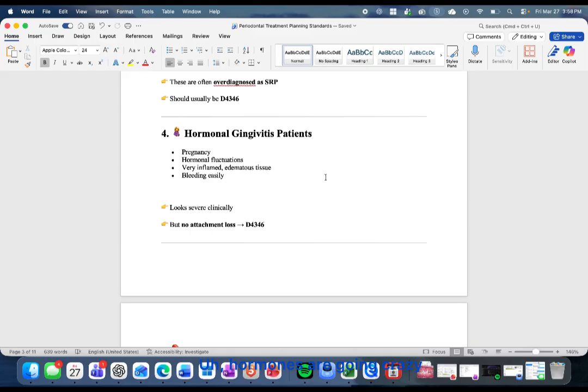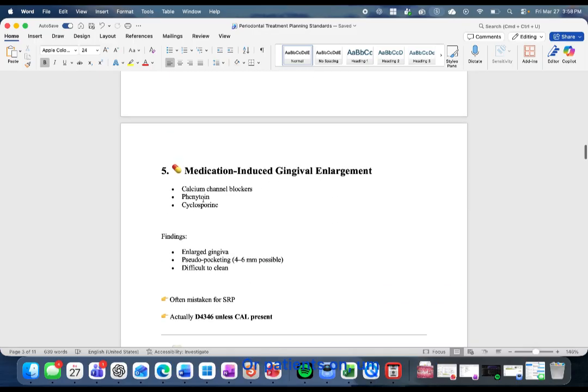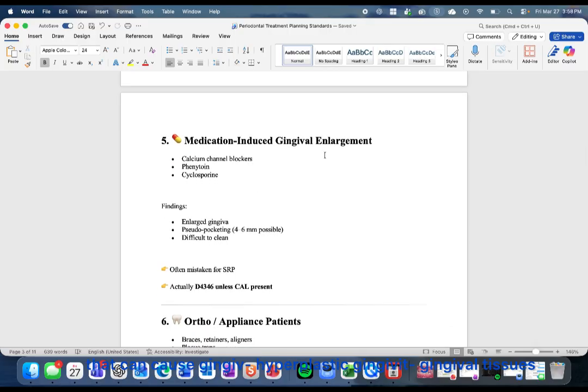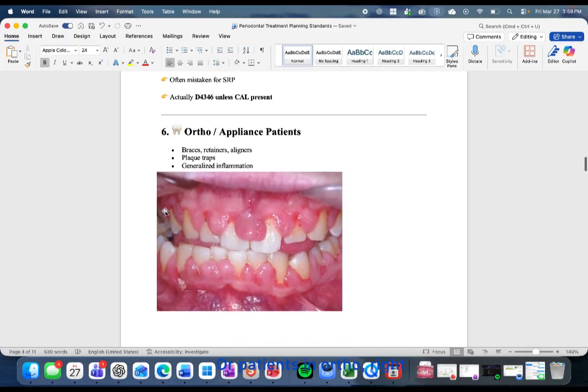Hormones are going crazy, gums are really swollen and inflamed, or patients are on certain medications like calcium channel blockers, super common for hypertension. That can cause hyperplastic gingival tissues. So be aware of that. Or patients in ortho, right?